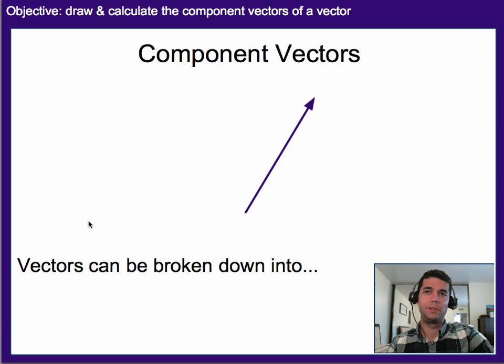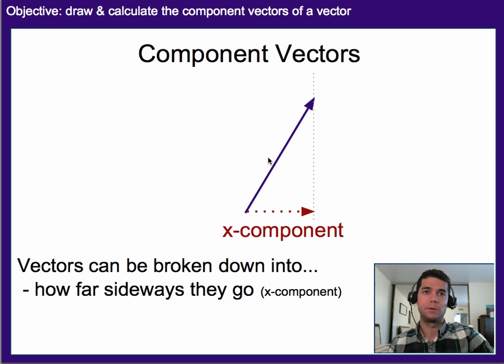So we're familiar with this idea that this arrow represents a vector. Normally I'd have a value here to tell me how much or how long this is, but we could also base it on the length. But what we maybe don't realize is that vectors can be broken down into parts or components. The first component is how far sideways it goes. This would be called its x component.